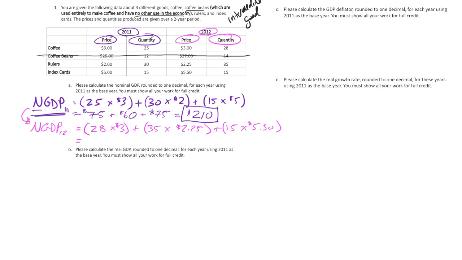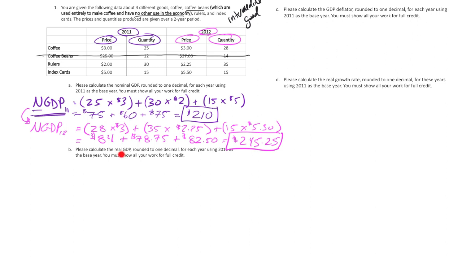I'm going to have to use my calculator to figure this out. And what we get is $84 for coffee. Rulers added $78.75, and we see that index cards added $82.50. All of these are dollar values because we know nominal GDP is represented in the currency that we're calculating. Again, using a calculator, we can find the value here, which is equal to $245.25. And there you go. That is how we calculate the nominal GDP for this type of question.